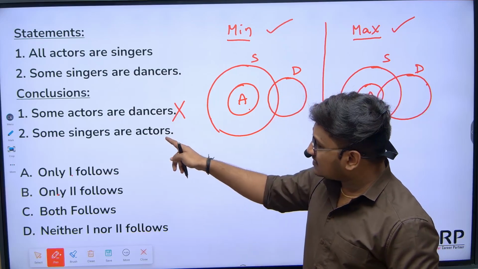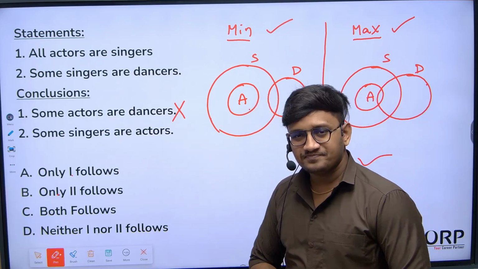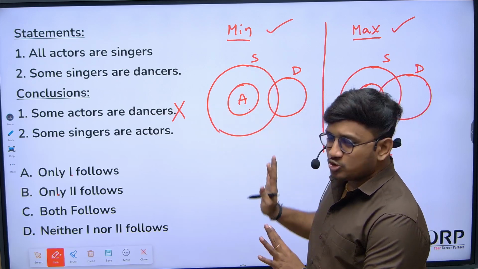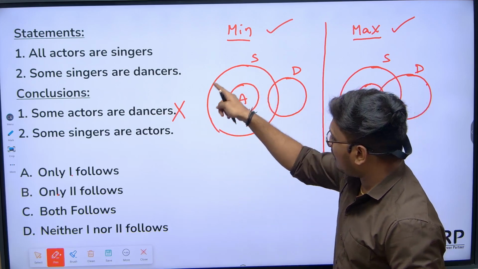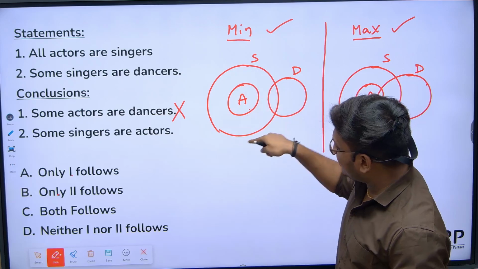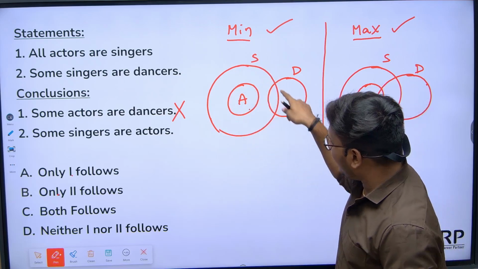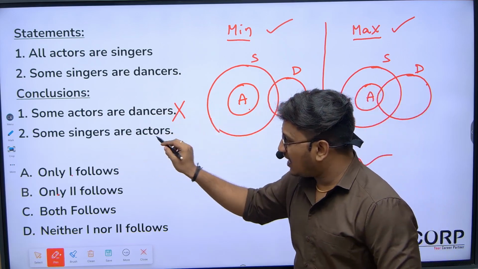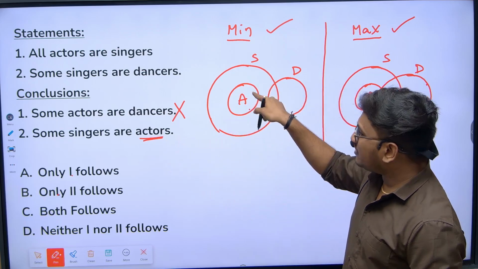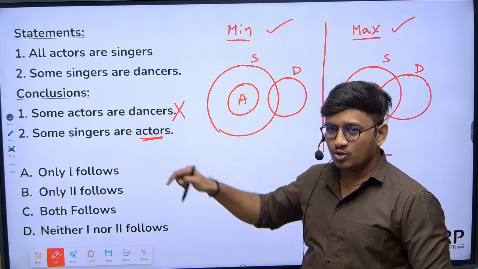Now let's consider the second conclusion. Some singers are actors. Some singers are actors means some part of singers. If you observe, where is the singer circle? Here we have the singer circle outline. So this circle area inside is everything related to singers. In this area, some singers are actors, meaning some part of singers is occupied by actors. So this case is obviously saying that this conclusion is correct.